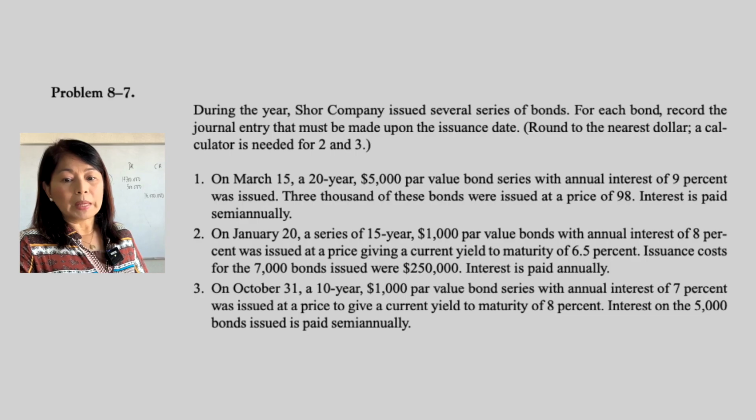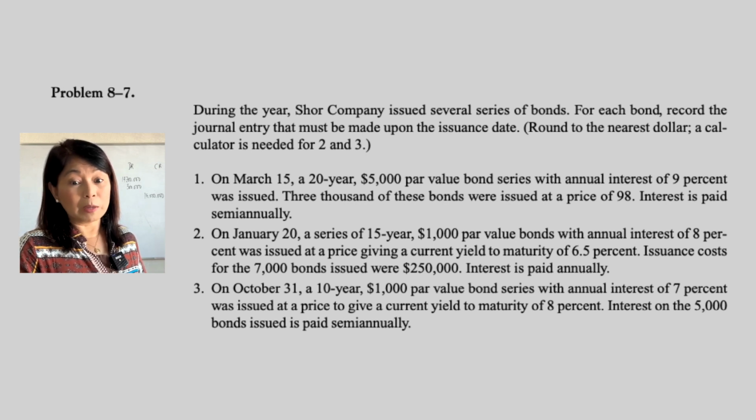So in number 2, annual interest is 8%, but the current yield to maturity is 6.5%. Okay, so we are going to sell this at a premium, because we are willing to pay 8% and the market is only at 6.5%.